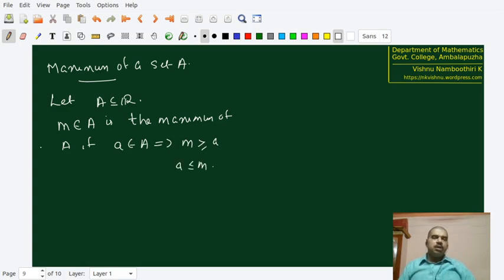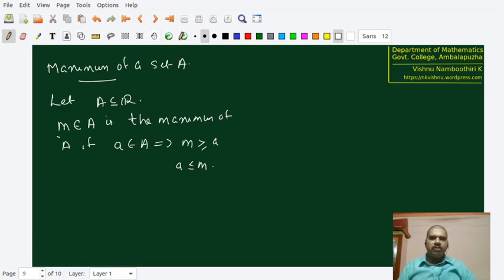That means that for some element of A to be the maximum, it must be greater than or equal to every other element in A. So it's the obvious intuitive definition. But is this different from the definition of supremum? Let us just go back to the definition of supremum.